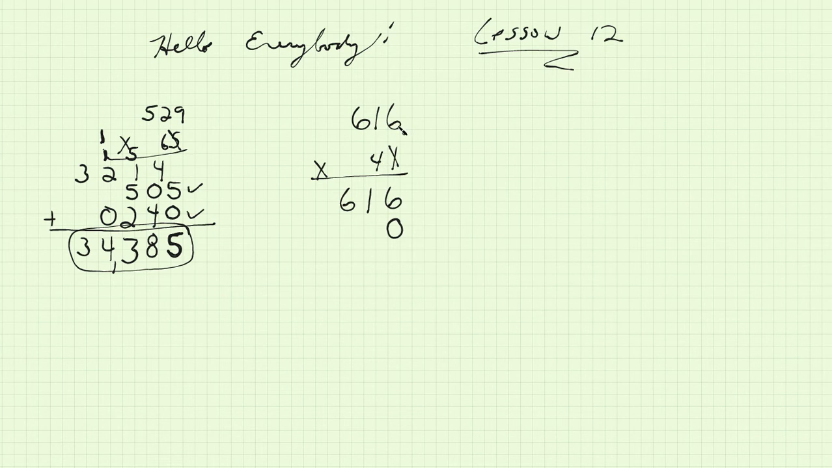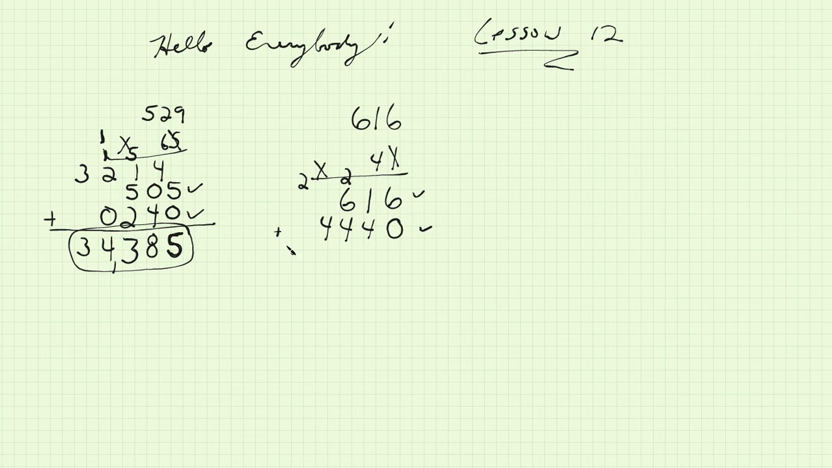So 4 times 6 is, well, that's 24, isn't it? I'm going to put the 2 right there. 4 times 1, that's 4. And then 4 times 6 is just 24 again, isn't it? Wait a minute. Yeah, 24. Like that, right? Now I've got my 2 partial products.